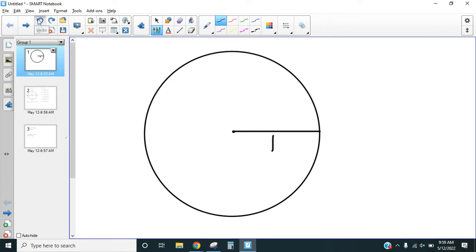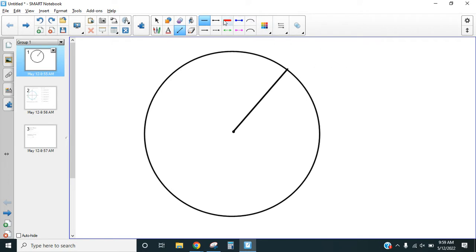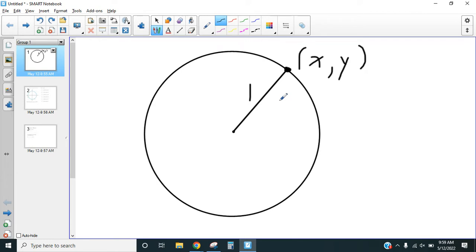Now, if that's true, we can draw that same line anywhere on the circle, right? So let's put it like right there. That's still 1. Now, let's say I wanted to know a little bit more about where that line meets the circle. All right, so let's say I wanted to figure out 2 things. What's the x coordinate and what's the y coordinate?